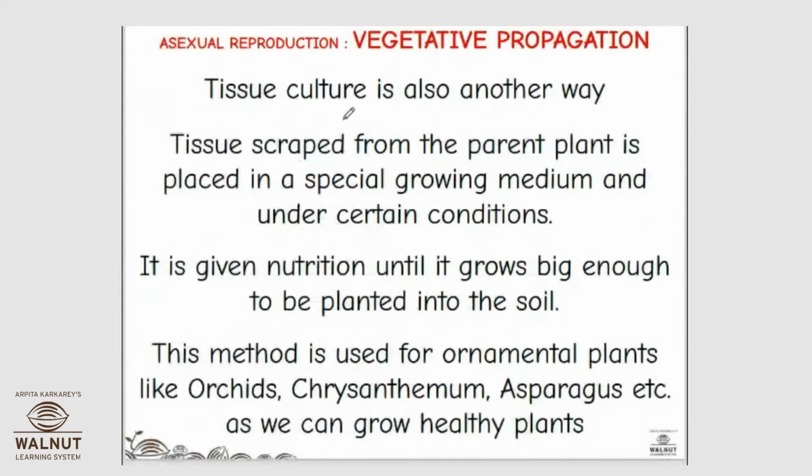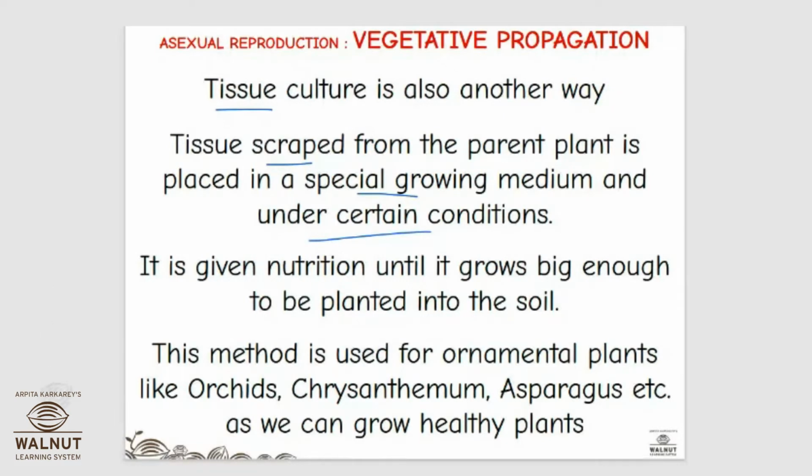Then, the next method of vegetative propagation is tissue culture. It is also another way. Tissue is scraped from the parent plant and placed in a special growing medium under certain conditions. This is done in the lab. Many of you would have seen it. It is not a very natural process.